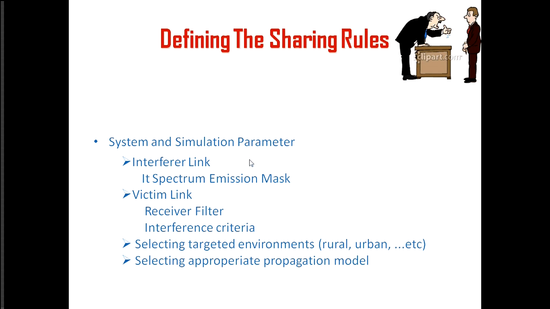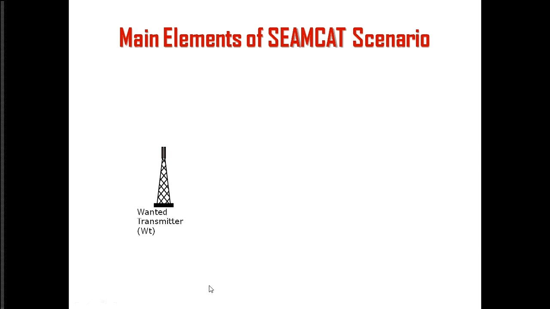Then we talk about the simulation parameters. For the interferer, which is the transmitter, we need to know the spectrum mask. We will talk about that. And from the victim receiver, you need to know what your interference criteria is, what the receiver filter is, what your environment is, and finally what your propagation model is. The propagation model is a mathematical representation of the channel that you are transmitting and receiving in. We will talk about this later. So these are the main elements.